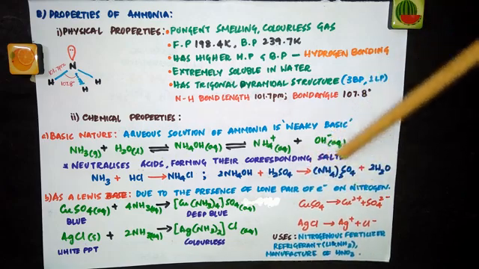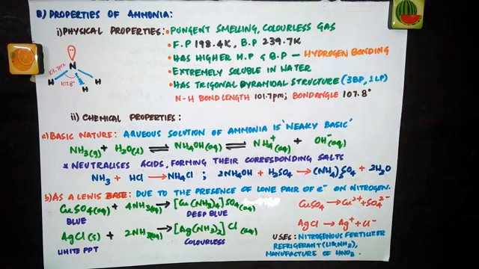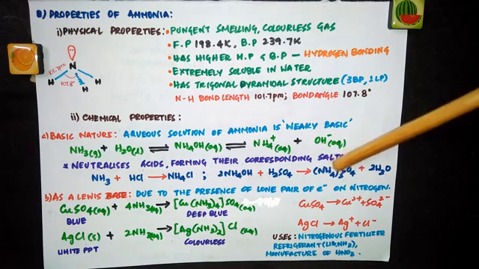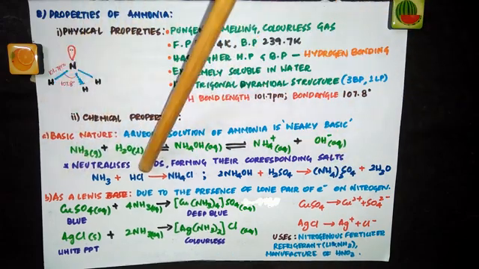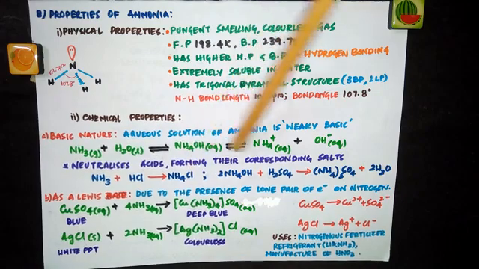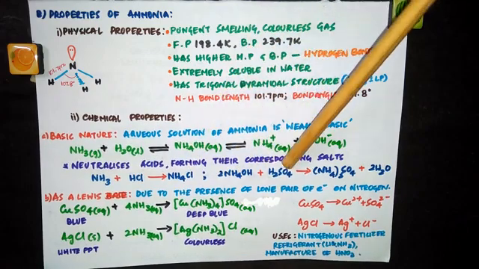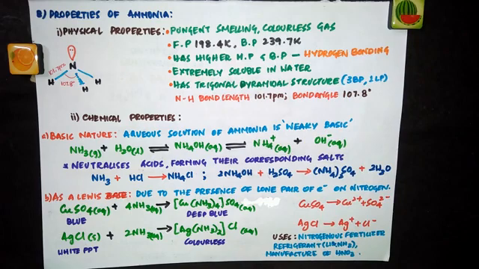This is what we have taken, these two, to prepare ammonia on small scale, laboratory preparation. We have taken this ammonium sulfate and ammonium chloride. So when ammonia reacts with HCl, you are getting back ammonium chloride. Same way, when ammonium hydroxide reacts with sulfuric acid, you are getting ammonium sulfate.